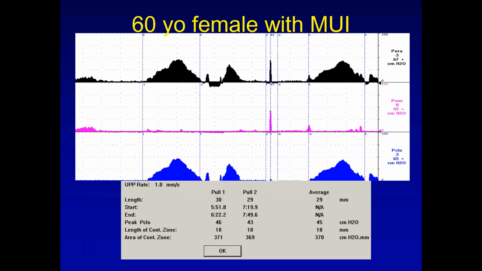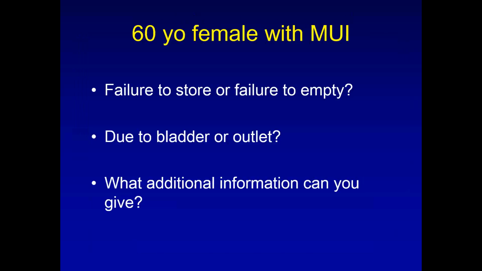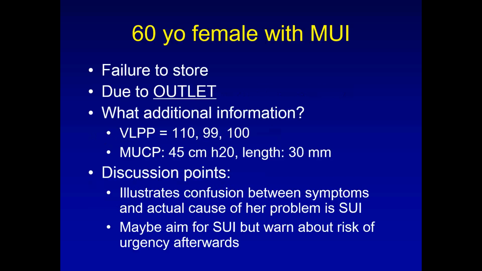Here's her urethral pressure profiles for those who do them. She had a closure pressure, MUCP, of 46 and 43. And then, I mentioned it earlier, her Valsalva leak point pressures, she had a VLPP of 110, 99, and 100. So is this a failure to store or a failure to empty? Is it a bladder problem or an outlet problem? It's a failure to store, outlet problem. She has stress incontinence with the VLPPs of about 100. She's got urethral closure pressures of over 45. Those are consistent with a normal functioning urethra. We call that genuine stress incontinence, as opposed to intrinsic sphincter deficiency.